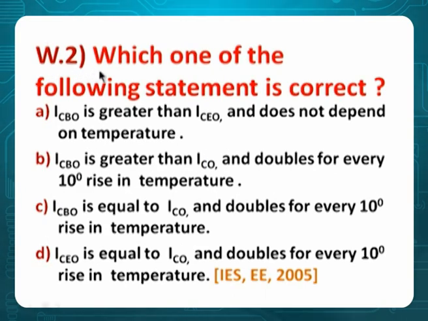Question number 2. Which of the following statements is correct? He has given statements A, B, C, and we have to see them. ICBO is greater than ICO and does not depend on temperature. ICBO is greater than ICO and doubles for every 10 degrees centigrade rise in temperature. ICBO is equal to ICO and doubles for every 10 degrees centigrade rise in temperature. ICEO is equal to ICO and doubles for every 10 degrees centigrade rise in temperature. So what is this basically? Statement B is correct because ICBO is greater than ICO.